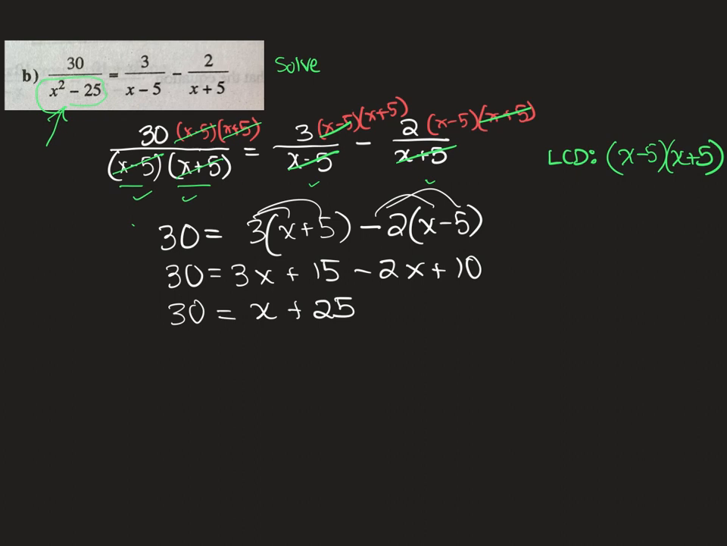And look at that, we just have that one place where x is, so we're going to get rid of the 25 so we can isolate x. So we subtract 25 from both sides to get rid of that. And we're left with x equals 5.